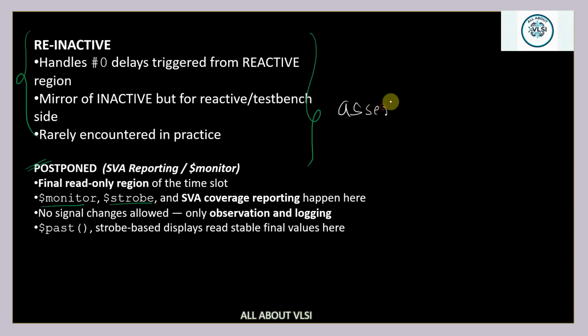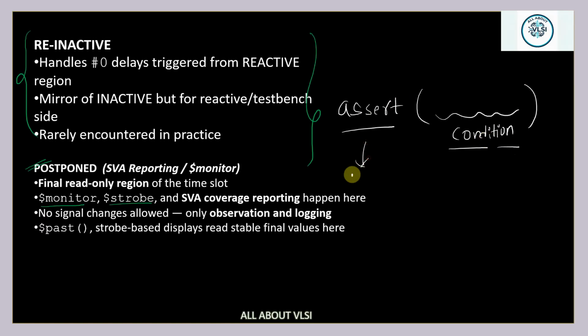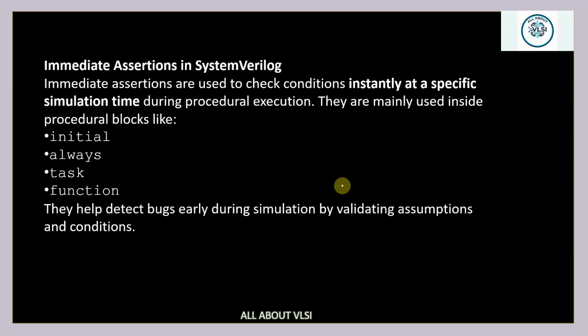If I write this keyword assert, it is going to check whether the condition which I've written here is true or false. If it is true, it is going to give a pass message, or if it is false, it is going to tell me in the console that this particular condition is false. Assert is a keyword which I'm going to use for evaluating whatever condition I have. In assertions, we are going to have different kinds of assertions, and the first one is immediate assertions.